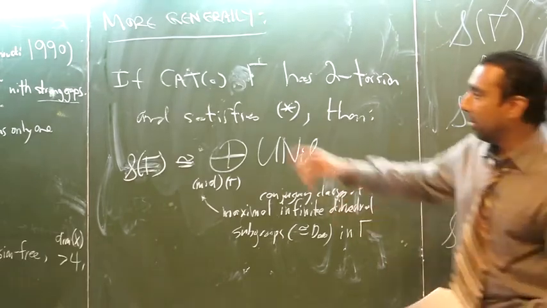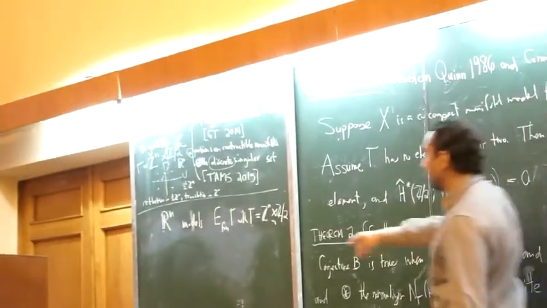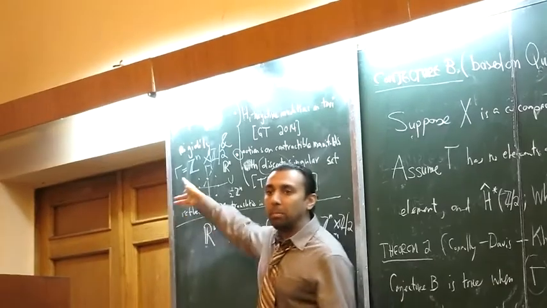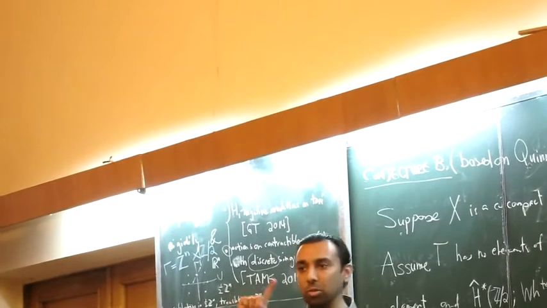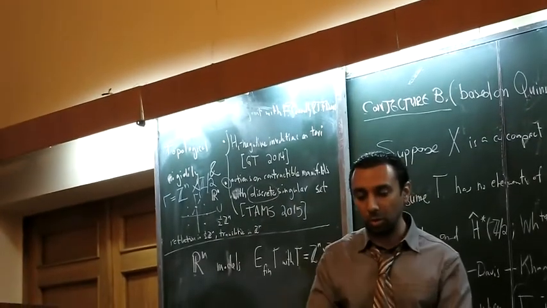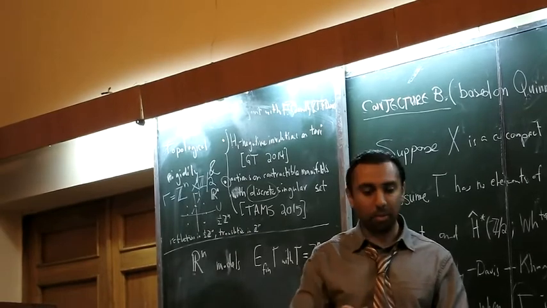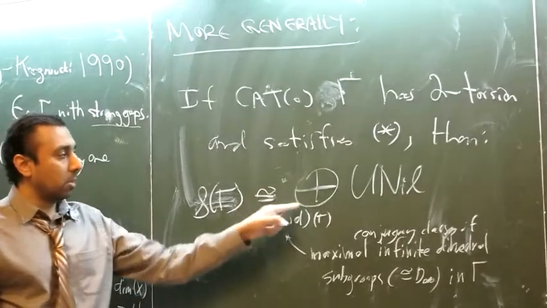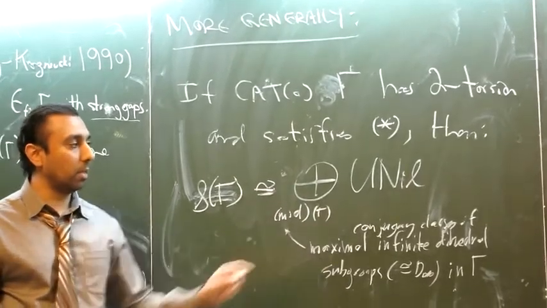So for the example here, you have two torsion. There's lots of two torsion. But the number of conjugacy classes is 2 to the power n. You can show this. You go to the torus and there are 2 to the power n fixed points. So this is a finite direct sum. There's 2 to the n conjugacy classes.